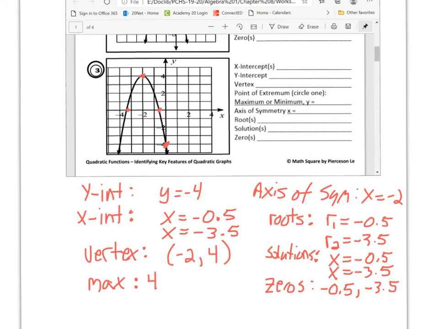And that's pretty much it for finding the features of a quadratic graph. Step one, make sure that you identify on the graph all of the points that are important: our y-intercept, x-intercepts, and our vertex. And then from that, we can derive all of the information we need for these features.